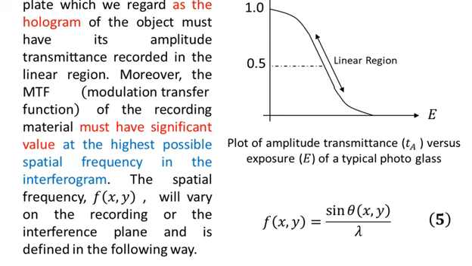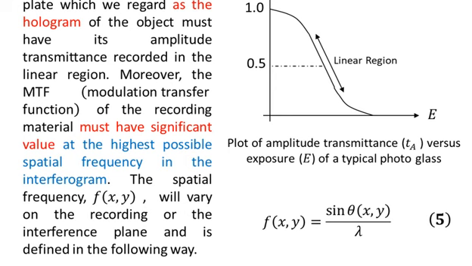The spatial frequency f as a function of xy will vary on the recording or interference plane, and is defined by the following equation, given as equation number 5. The spatial frequency of the fringes, which varies on the holographic plate or on the photosensitive material, is given by f of xy equals sine of theta as a function of xy divided by lambda. Lambda is the wavelength of the illuminating source.